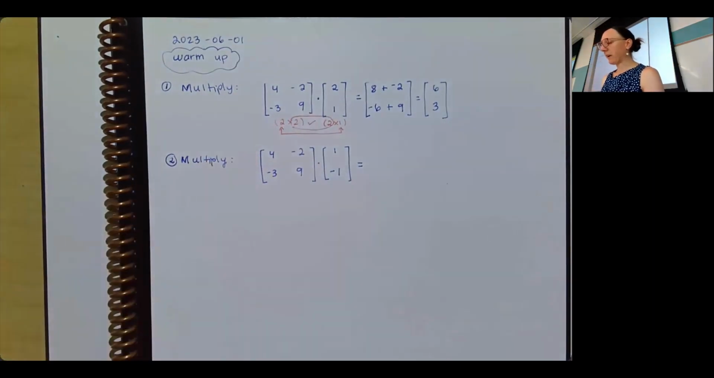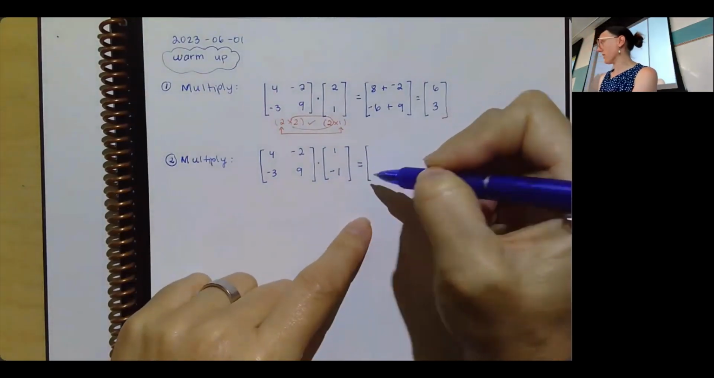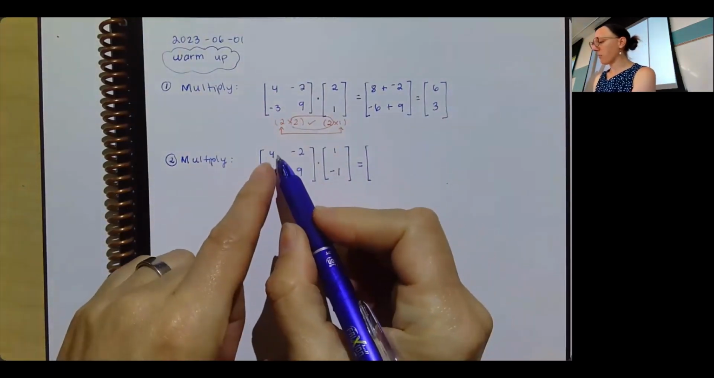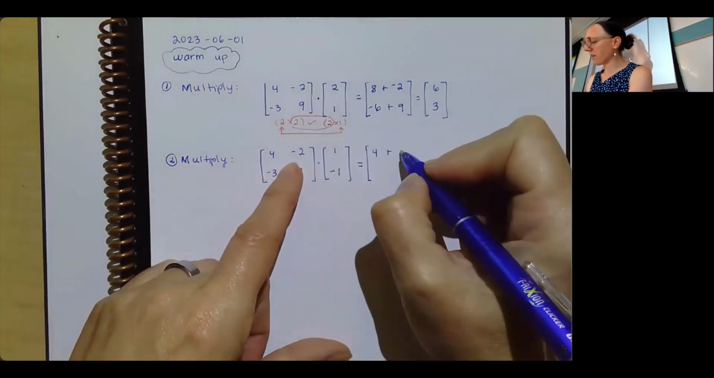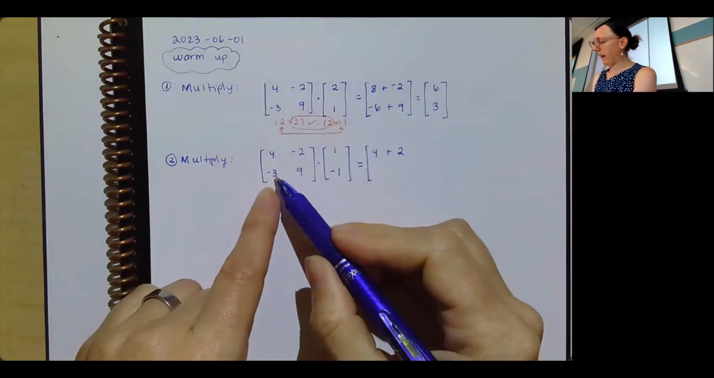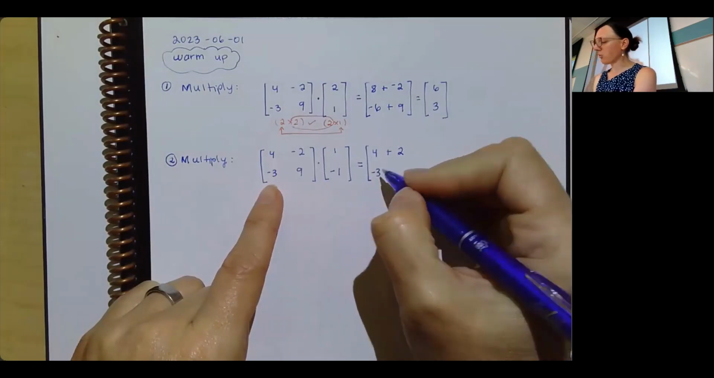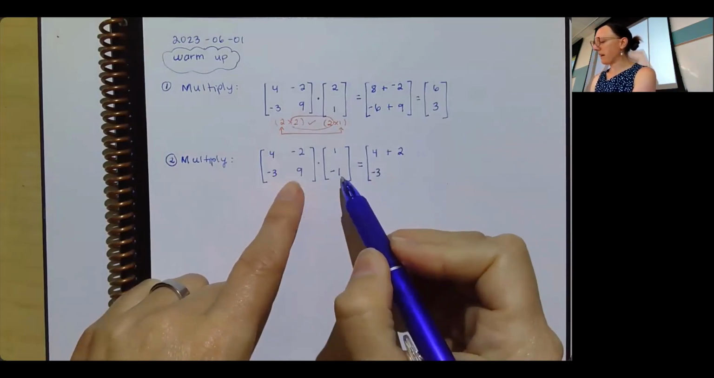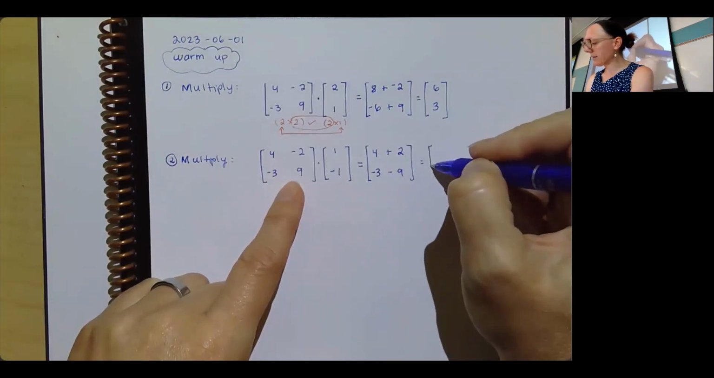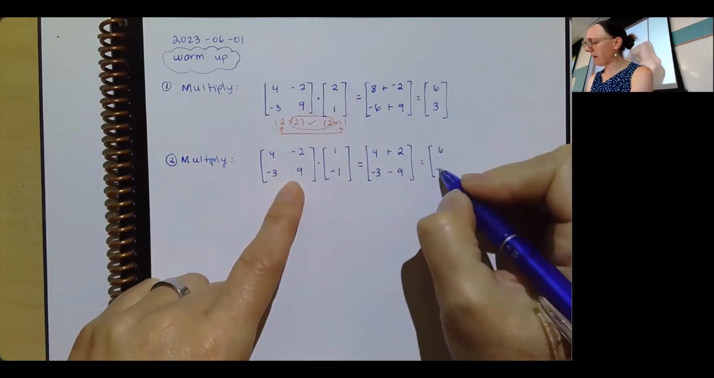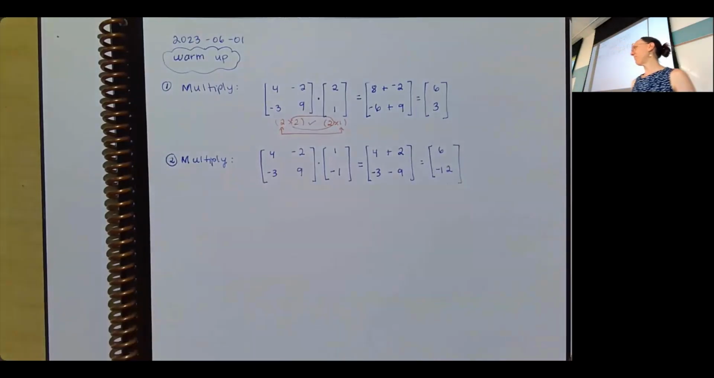Cool. Second one, same dimensions, so I don't have to worry about the dimensions matching. I know my multiplication is going to work. So I've got 4 times 1 plus -2 times -1, so that's a +2. -3 times 1, so that's -3. And 9 times -1 is -9. So here I am looking at 6, -12. Feel like what other people got too? Okay.